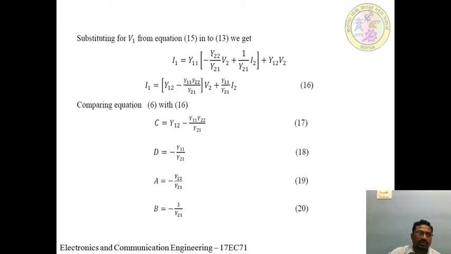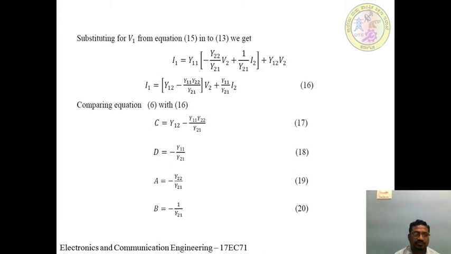Then substituting for v1 from equation 15 into equation 13, we get I1 is equal to y11 into bracket minus y22 divided by y21 v2 plus 1 divided by y21 into I2, plus y12 into v2. Similarly, I1 is equal to, into bracket y12 minus y11 y22 divided by y21, multiplied with v2, plus y11 divided by y21 into I2. So this total equation is represented as equation number 16.